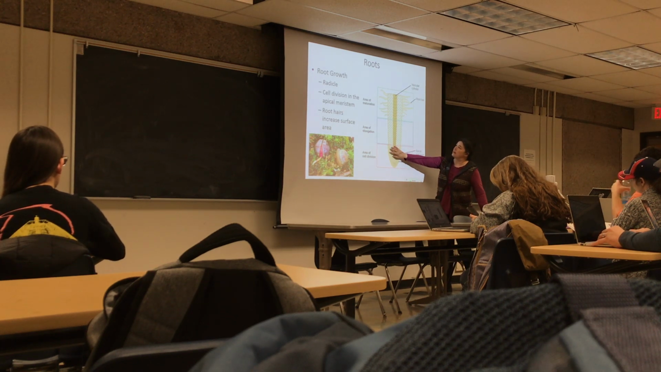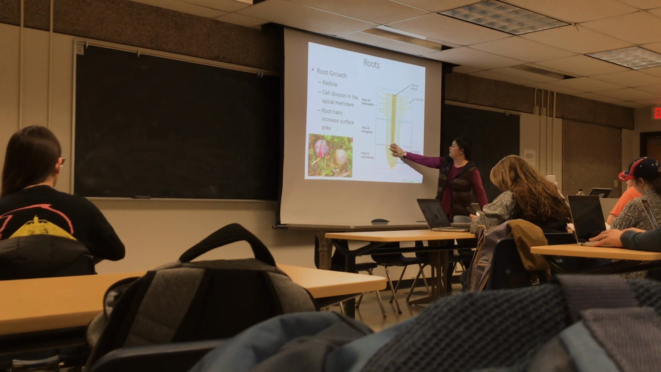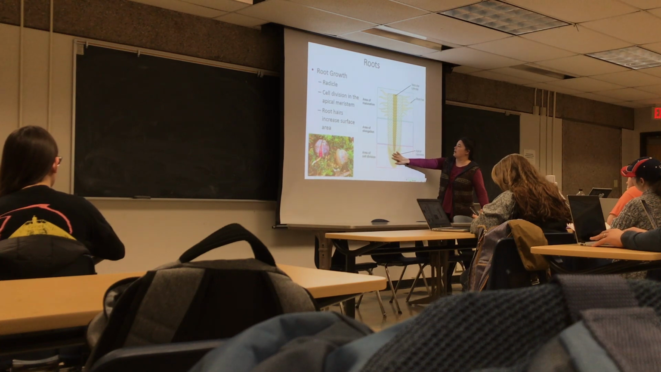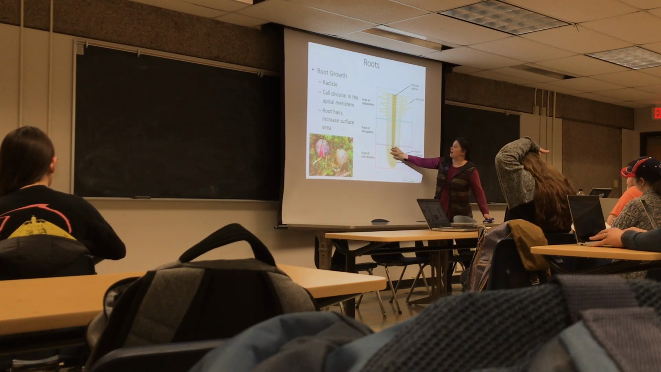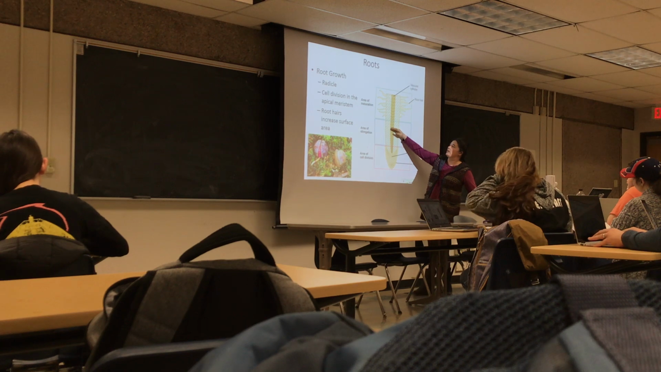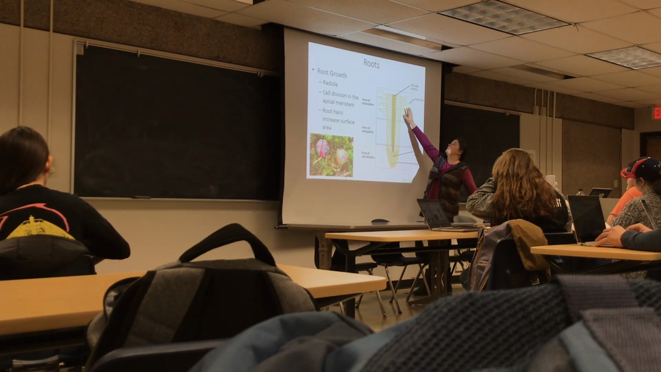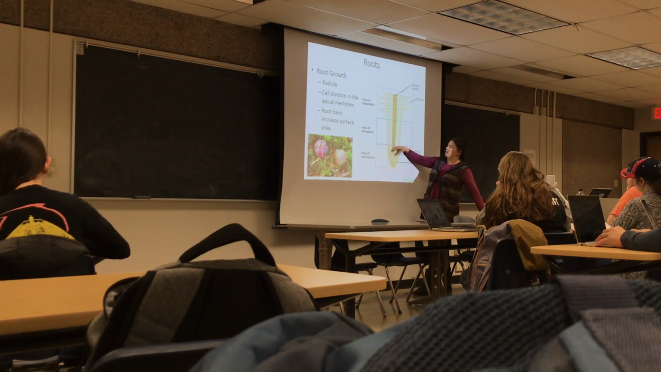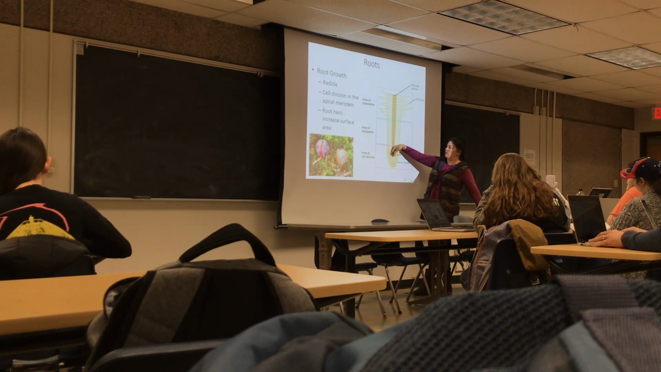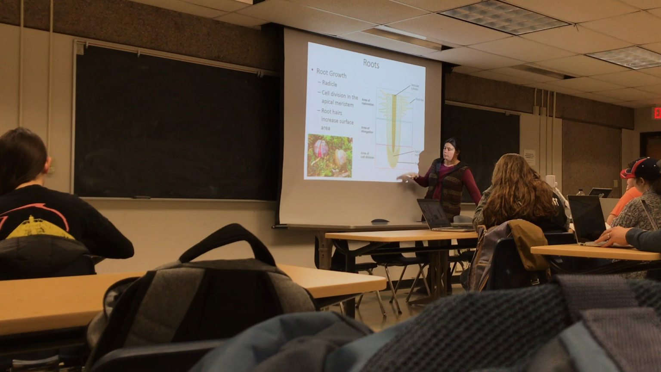So in the root, the cell division is taking place at the apical meristem, right here at the tip of the root. And then you have those cells, as they divide, gradually go through a period of elongation where they get longer, and then they mature and start to differentiate as they get older and older. And so this root, as it grows, is going to be pushing through the soil.